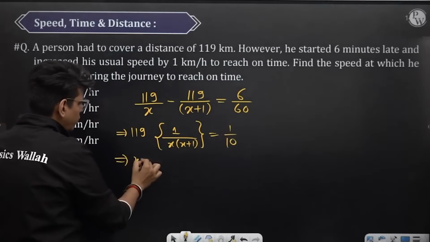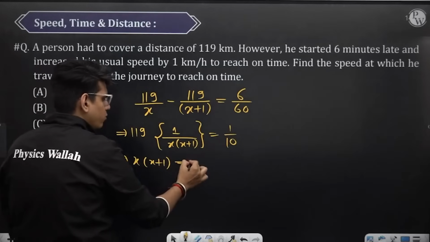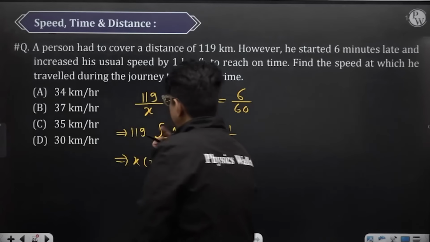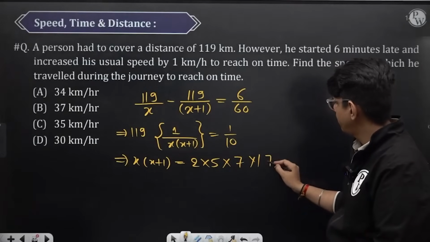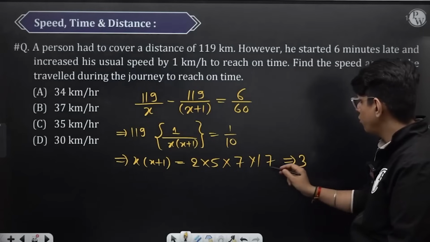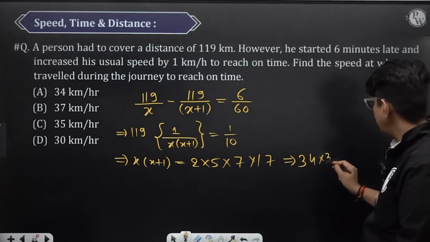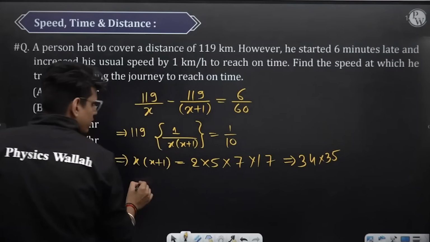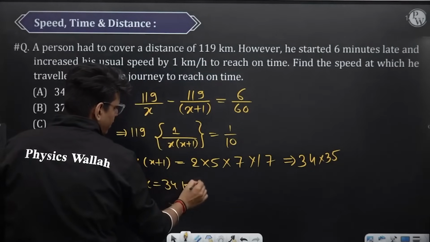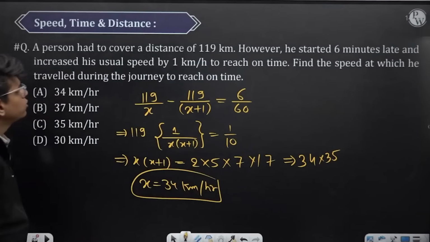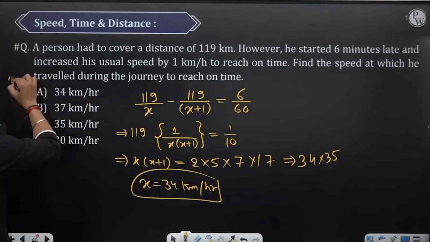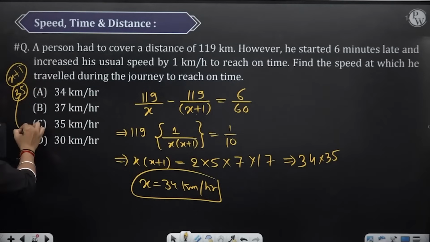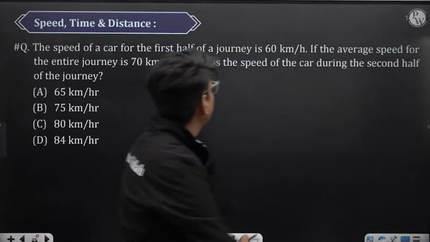Now x into x plus 1 is a quadratic equation. What you can do is try to solve this, or alternatively, 7 into 17 is 119, so this can also be written as 34 into 35, that is 17 into 2 into 35. From this comparison, x equals 34 kilometers per hour. Find the speed at which he traveled to reach on time. So he traveled at x plus 1, which is 35, right?